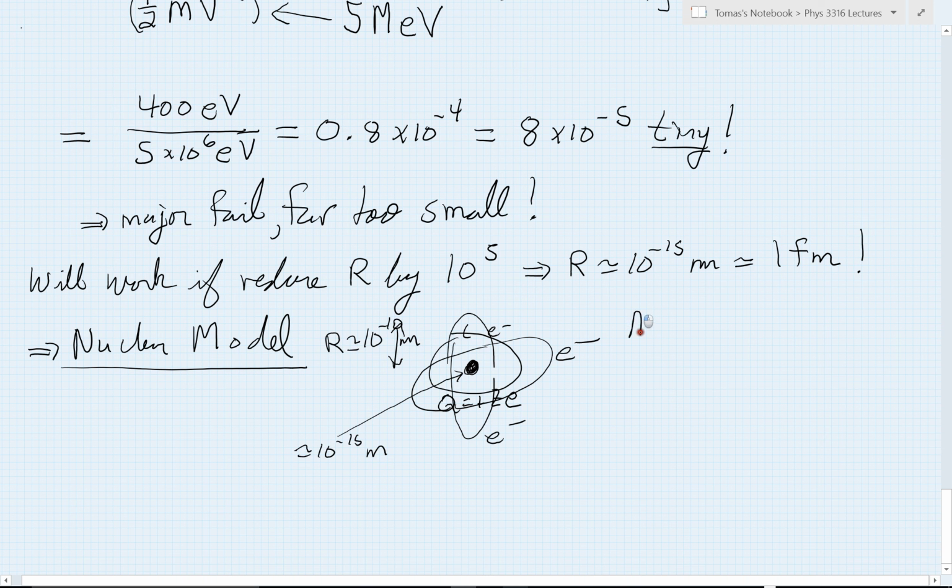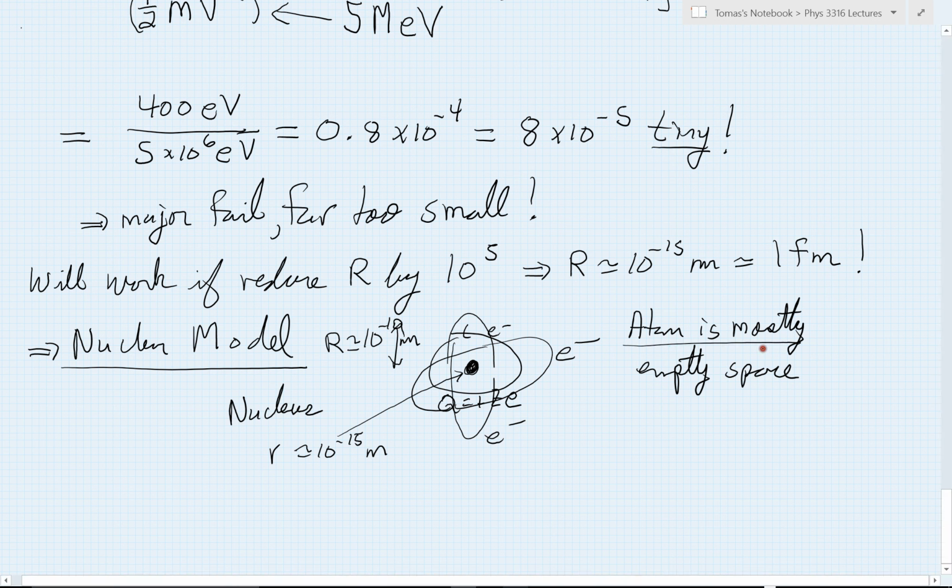So we find, in fact, that the atom is mostly empty space. You've probably heard this before, but this is how we know it's true. This tight concentration of charge at the center, which I'll give a lowercase r radius because it's much smaller, is what we call the nucleus. And this is our second component that makes up the material world around us. Now that we have a much better model, we're going to think about the interactions.